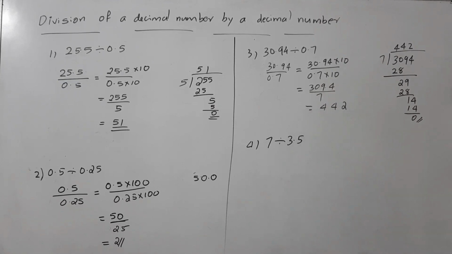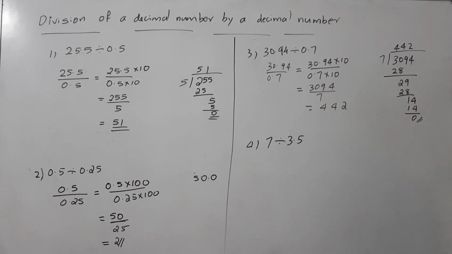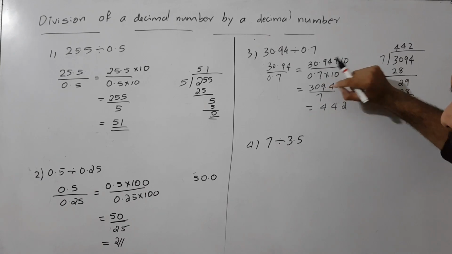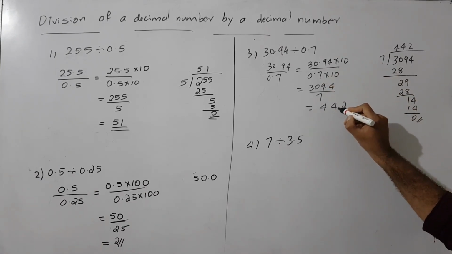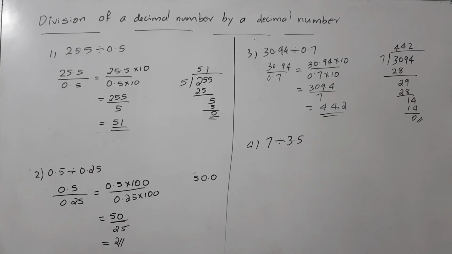442. But here in the numerator we have the decimal point after one digit. So in the answer also we need to put the decimal point after one digit. Clear? So the answer is 44.2.